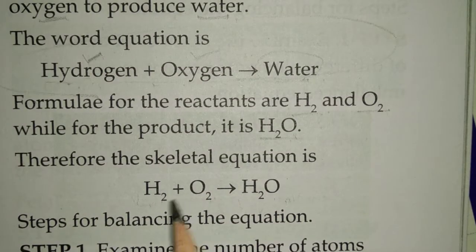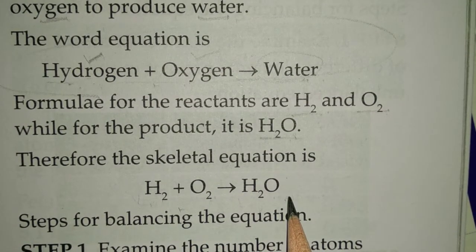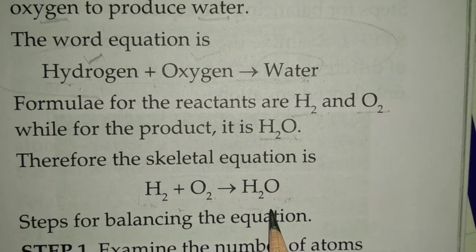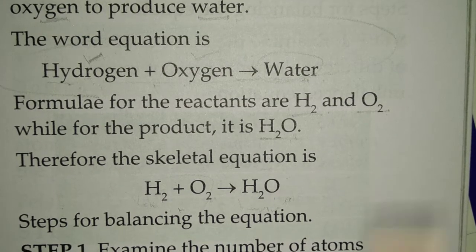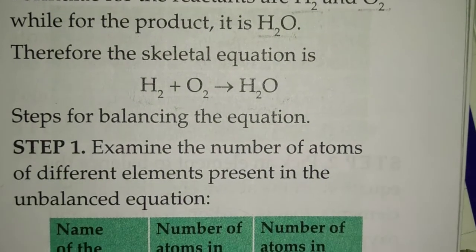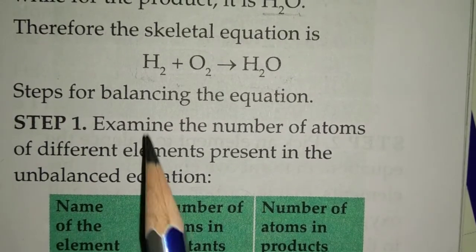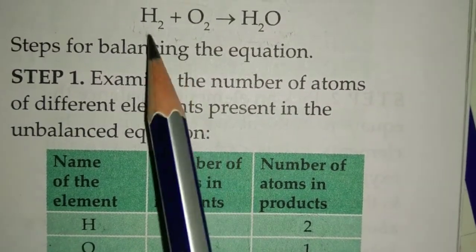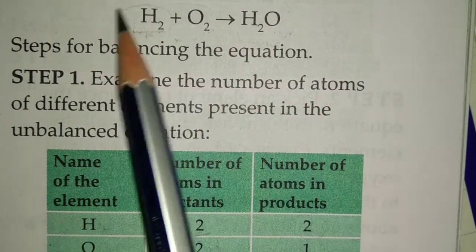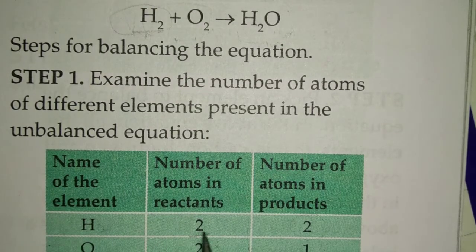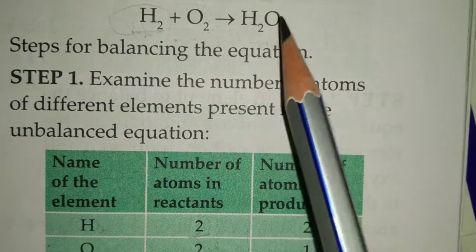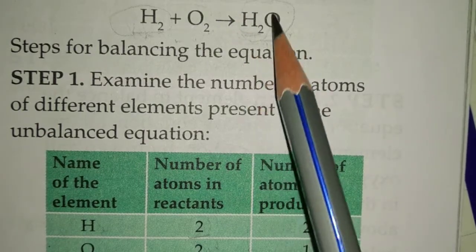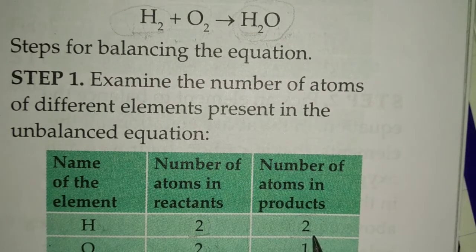Here firstly we have to check whether this equation is balanced or not. For checking it, we have to count the number of atoms of each element on reactant side as well as on the product side. So let us count the number of atoms of hydrogen and oxygen on both the sides. Here we get, in H2 we are having 2 atoms of hydrogen. So the number of hydrogen atoms on reactant side is 2. And the number of hydrogen atoms on product side is also 2. In H2O, we get 2 atoms of hydrogen.